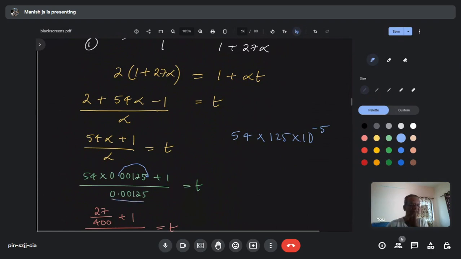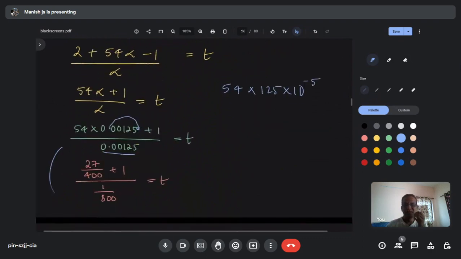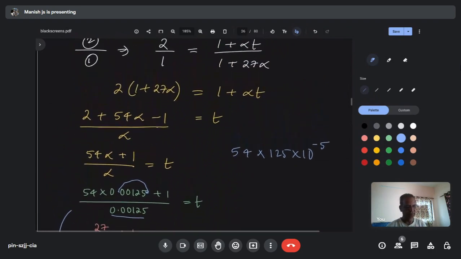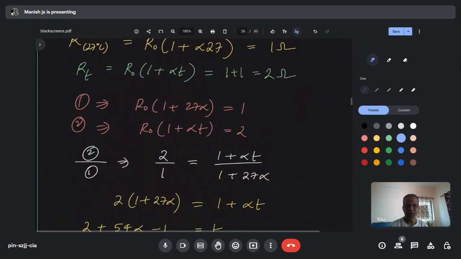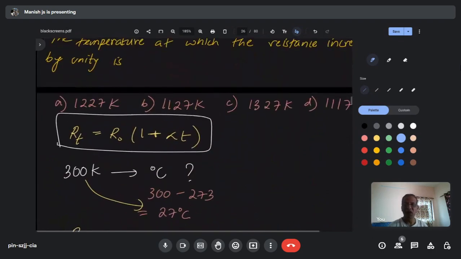Similarly, for this one also, 10 power minus 5 will come. So I'm dividing by 10 power minus 5 on both sides and then expressing like this. So you will ultimately get this step. So I feel rather than keeping it to decimals, converting to exponents is easy for me. So I do it that way. That's all. Okay? Okay, sir. So here, what is the correct answer? Option B, sir. Option B. Okay, 1127 Kelvin.